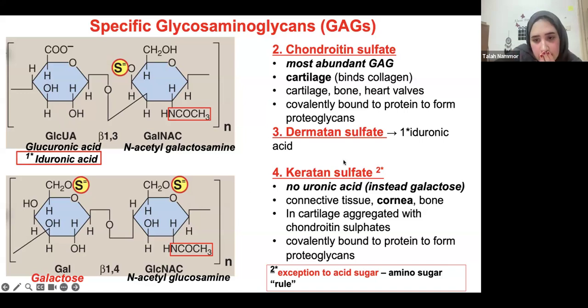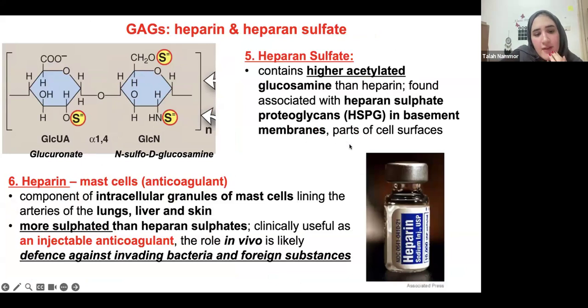Okay, now moving on, we have heparan sulfate. Now, heparan sulfate contains higher acylated glucosamine than heparin. That is something that we'll talk about later. Anyways, it's found in association with proteoglycans. So we have something called heparan sulfate proteoglycans in the basement membrane.